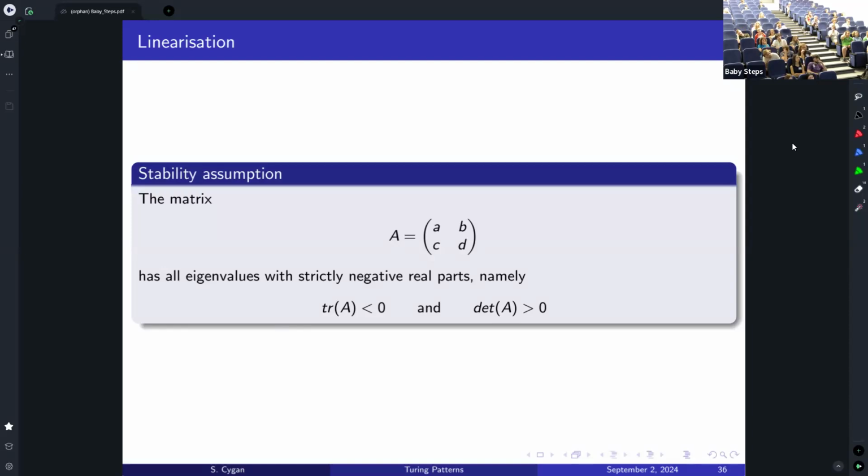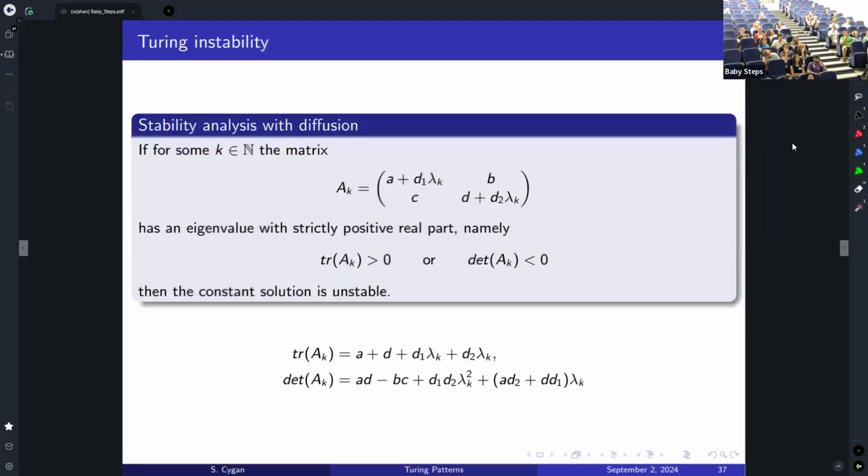So, okay, under this condition, the solution is stable. And now we would like to see what happens when we add the diffusion. When we add the diffusion, our matrix A now becomes the following. So it is now the matrix A_k. And we would like to study under which condition this solution now becomes unstable. So under which condition this matrix A_k now possesses an eigenvalue with strictly positive real part.